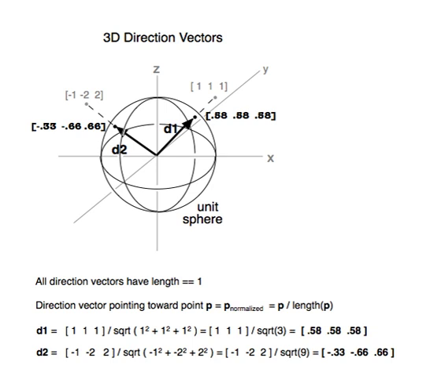It is important to note that ρ̂ and φ̂ are functions of φ and are not constant in direction. When differentiating or integrating in cylindrical coordinates, these unit vectors themselves must also be operated on. For a more complete description, see Jacobian matrix.